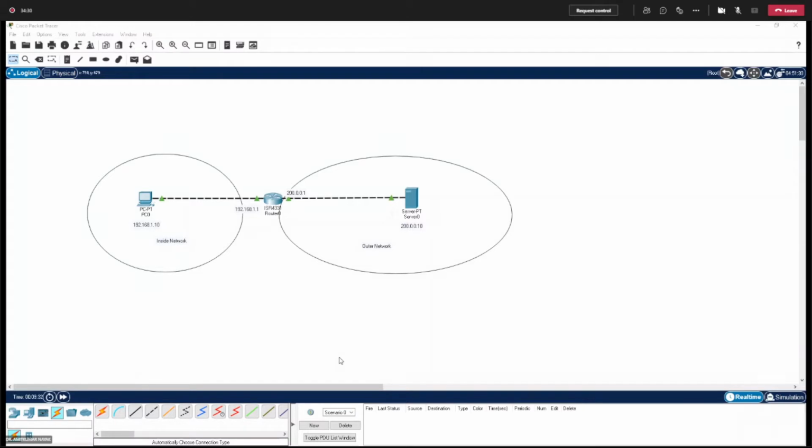So if you see the topology, then the leftmost portion is the portion of the inside network and the rightmost portion is the portion of the outer network. So now I have some interesting points to discuss with you: do you know what is the difference between private IP address and public IP address? Do you have any idea about private IP address and public IP address?